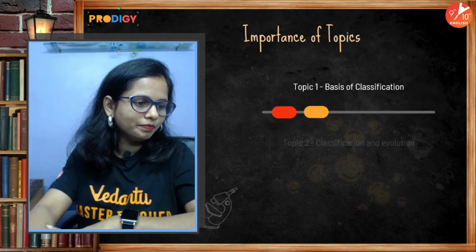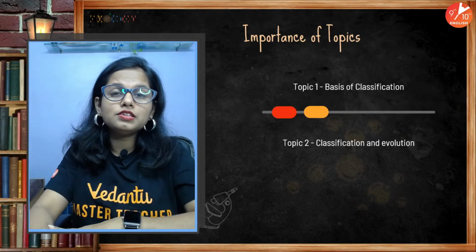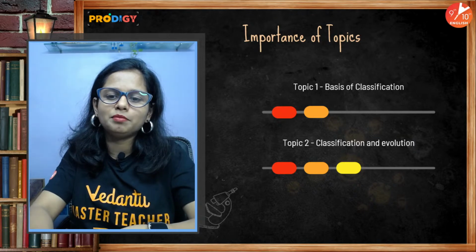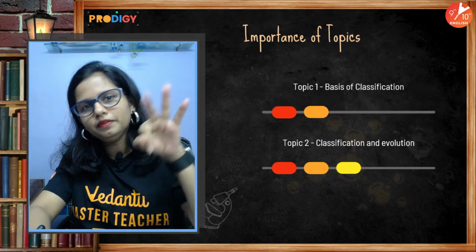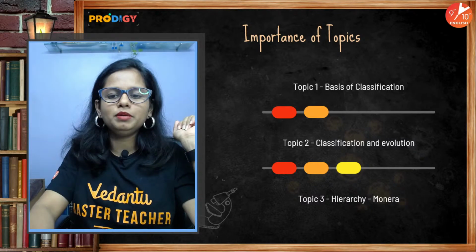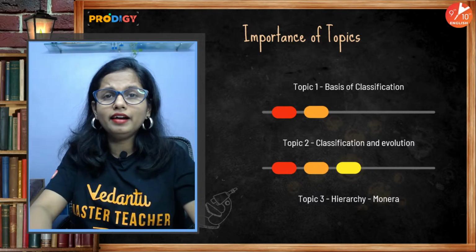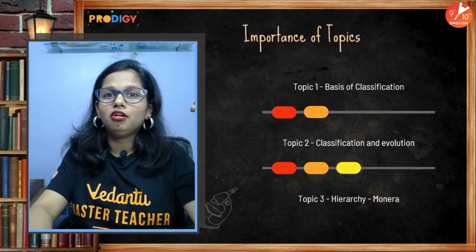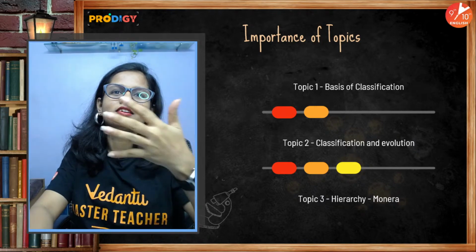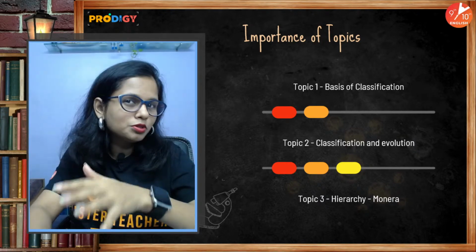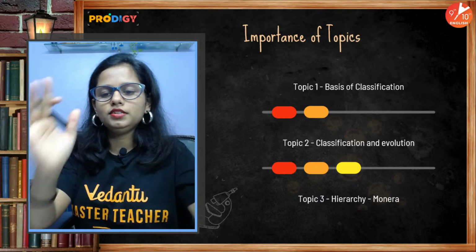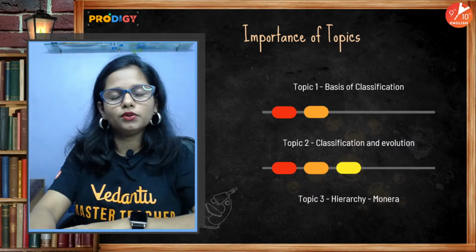And people, classification and evolution, again not many questions are asked from this particular segment, and that's the reason why 3 on a scale of 5. Then people, the hierarchy: kingdom, phylum, division, class, order, species. All this hierarchy, we are going to study.